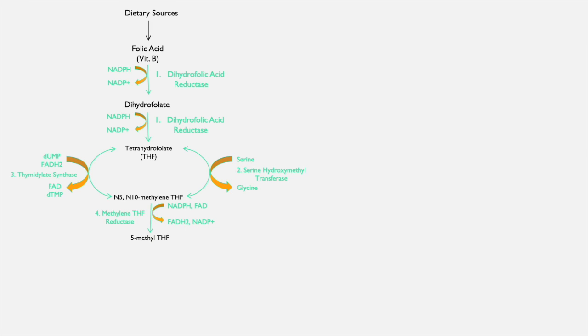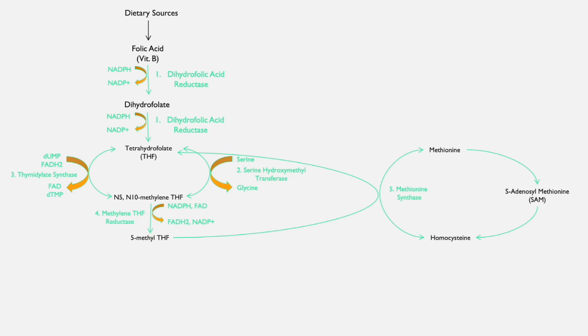Looking at this diagram, you can see what we've covered so far. Now, let's make it more complicated. 5-methyl-THF can be converted back to THF by the enzyme methionine synthase. This enzyme requires vitamin B12 to function, and the main purpose of this enzyme is to convert homocysteine to methionine. This then plugs in and is part of the activated methyl cycle, where S-adenosylmethionine, or SAM, is made, and through a series of steps, it's converted back to homocysteine.